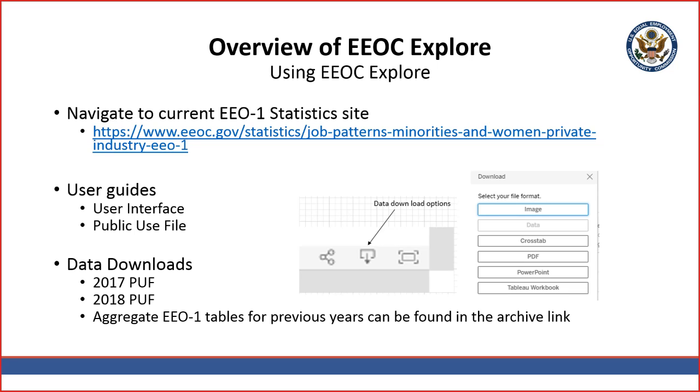When a download button is clicked or selected on a keyboard, users can choose from options such as image, crosstab, PDF, PowerPoint, or Tableau workbook. The public use files are available for download with their individual links. Prior year aggregate EEO1 tables are still available in the archive link.